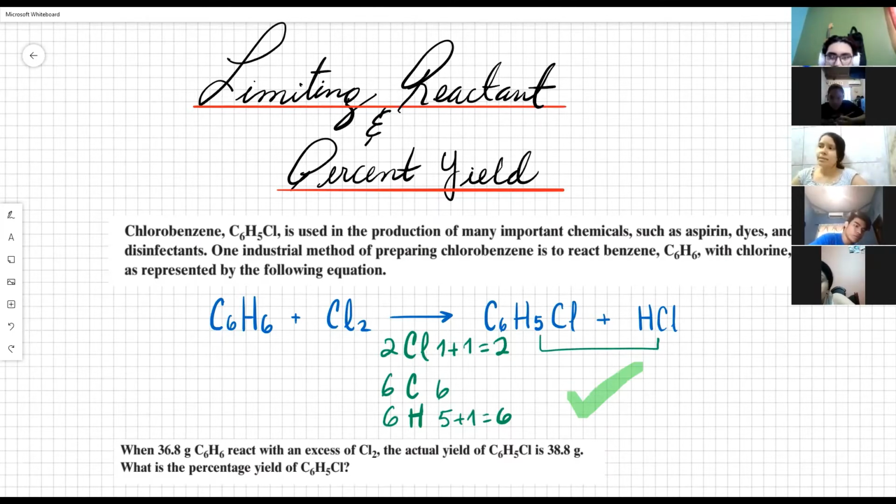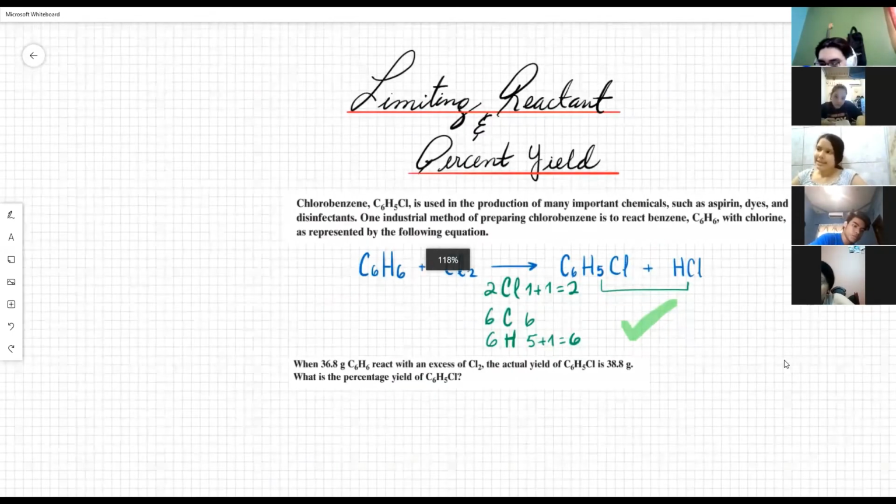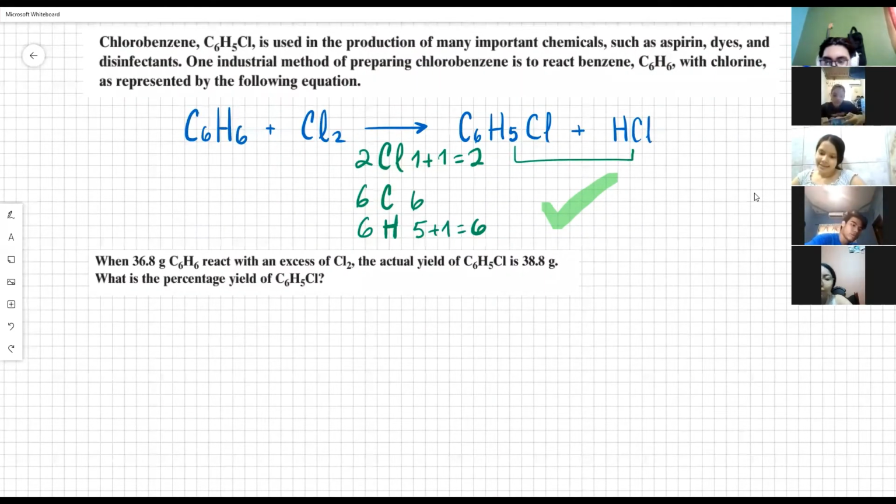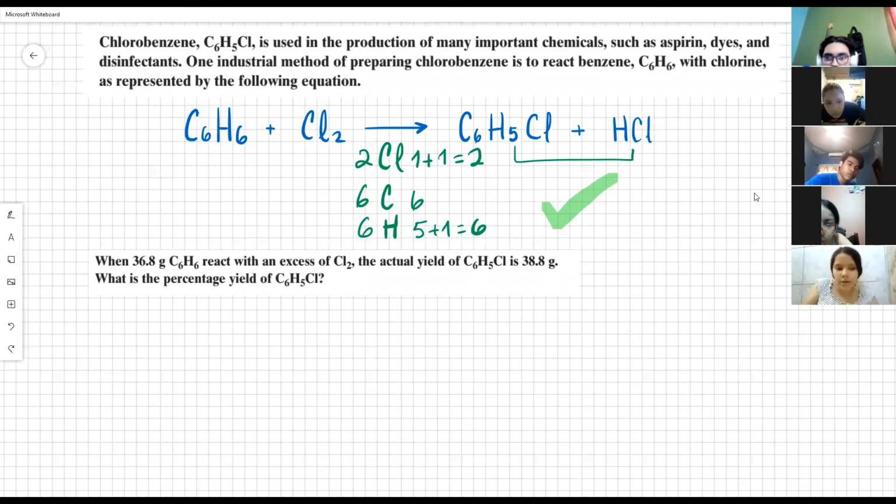Okay, so then it says, when 36.8 grams of benzene react with excess of chlorine, the actual yield is 38.8 grams of chlorobenzene. What is the percentage yield? So we need to organize the data. Okay? I'm going to work on the question first, and then I will organize the data.